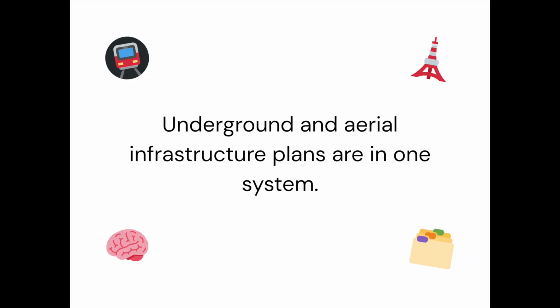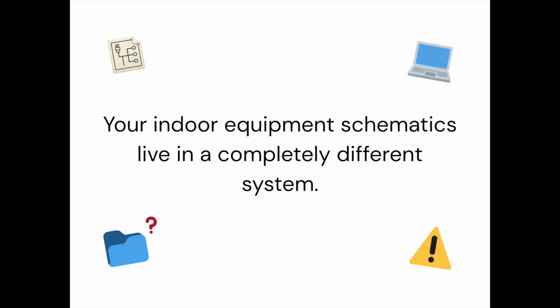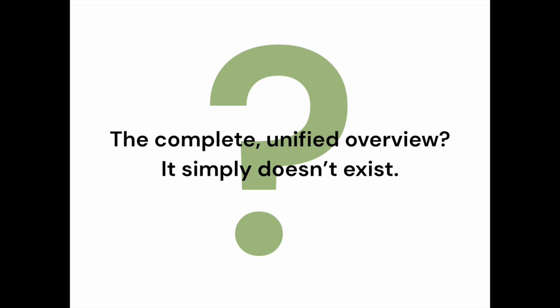Okay, so you've got your plans for all the underground and aerial cables. They're stored in one system. Probably a folder full of old CAD files or a bunch of spreadsheets. And then, all your schematics for the indoor equipment, the patch panels, the switches, all that good stuff, that lives in a completely different database or some other piece of software. So, when you need that complete picture, that end-to-end view, it just doesn't exist. It's nowhere. No one person has that single, unified overview of the entire network.